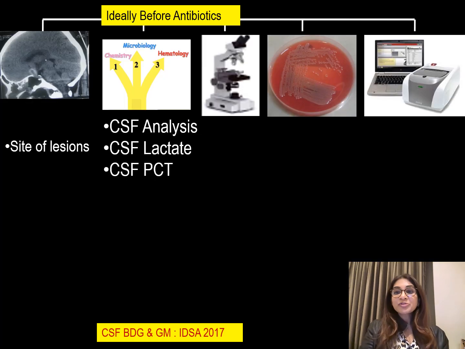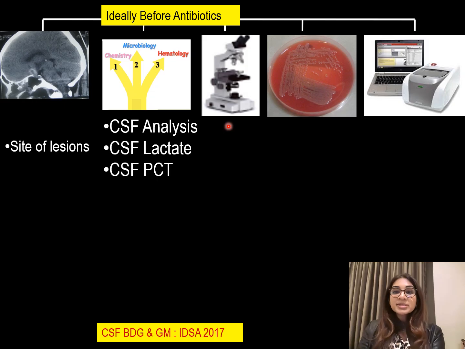Now, how do we confirm it? Because confirmation is very important. So there is a battery of tests which needs to be performed for arriving at the diagnosis of meningoencephalitis and the likely etiology, and this includes the radiology. We must do CSF, which has to be sent for a biochemistry, microbiology, and hematology. Along with that, a CSF lactate and a CSF PCT can also be considered.